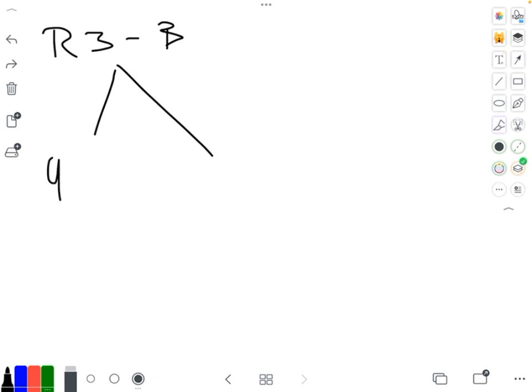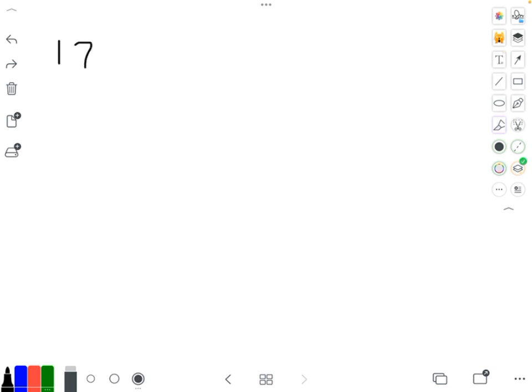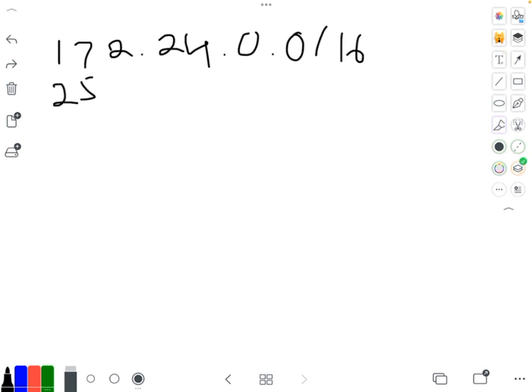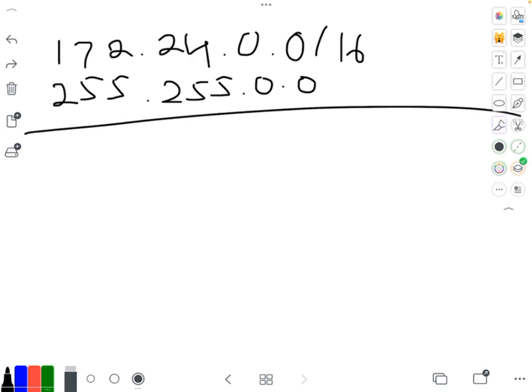Router 3 is a class B router, and the criteria for this one is 4 subnets with 5,000 hosts each, right? And our IP address is 172.24.0.0, and it's with /16. And our subnet mask is 255.255.0.0.